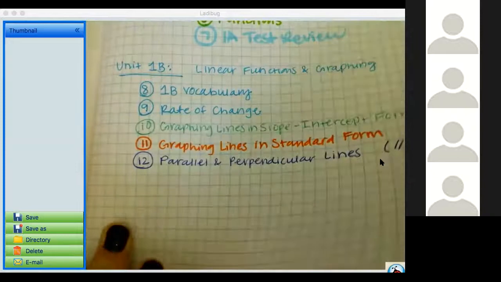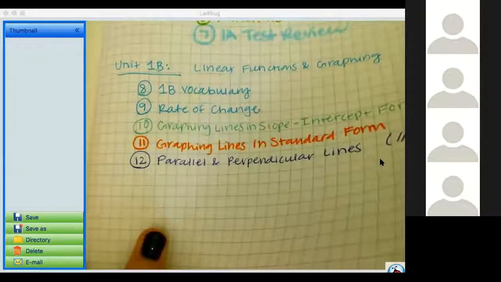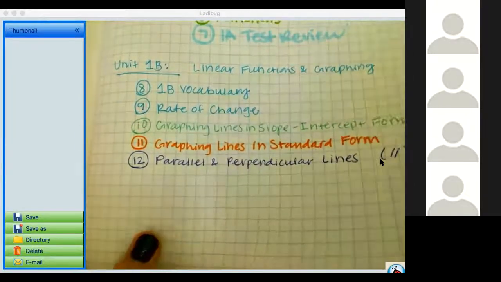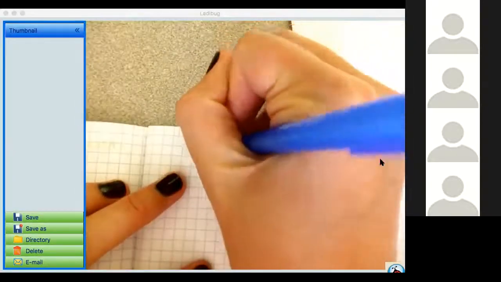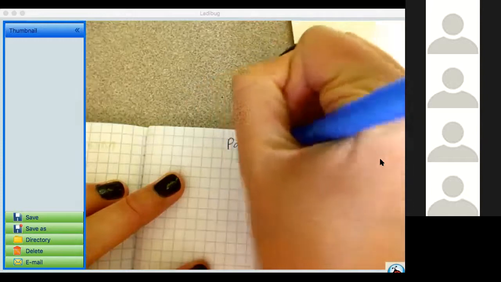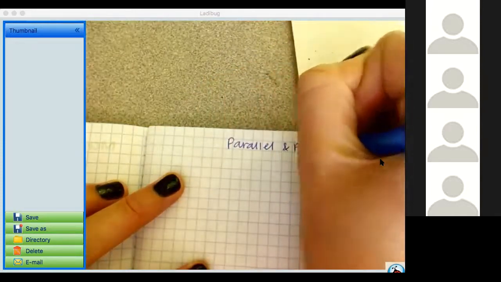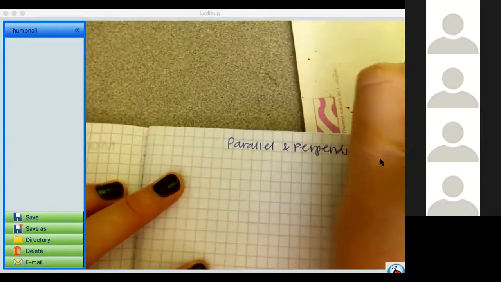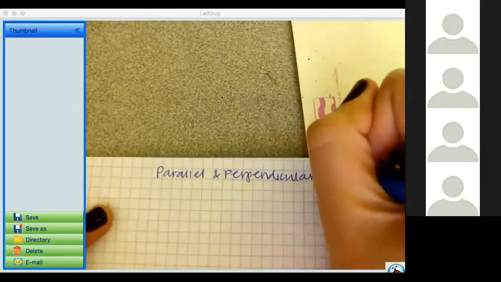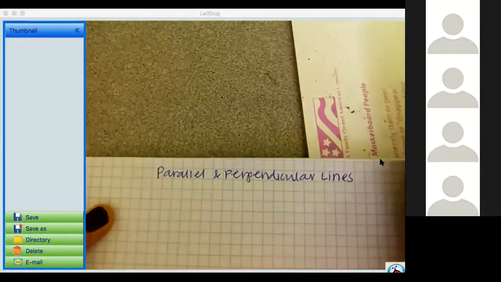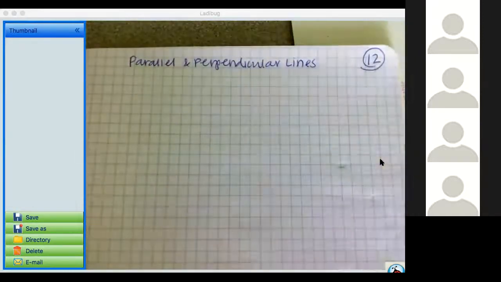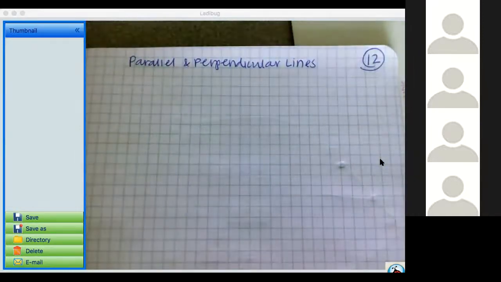All right, let's see. People at home, I'm going to flip, but I'm going to put the title right here so y'all will be good, okay? Parallel and perpendicular lines, and this is page 12. Your notebook check is coming up probably next week, so be prepared for that.